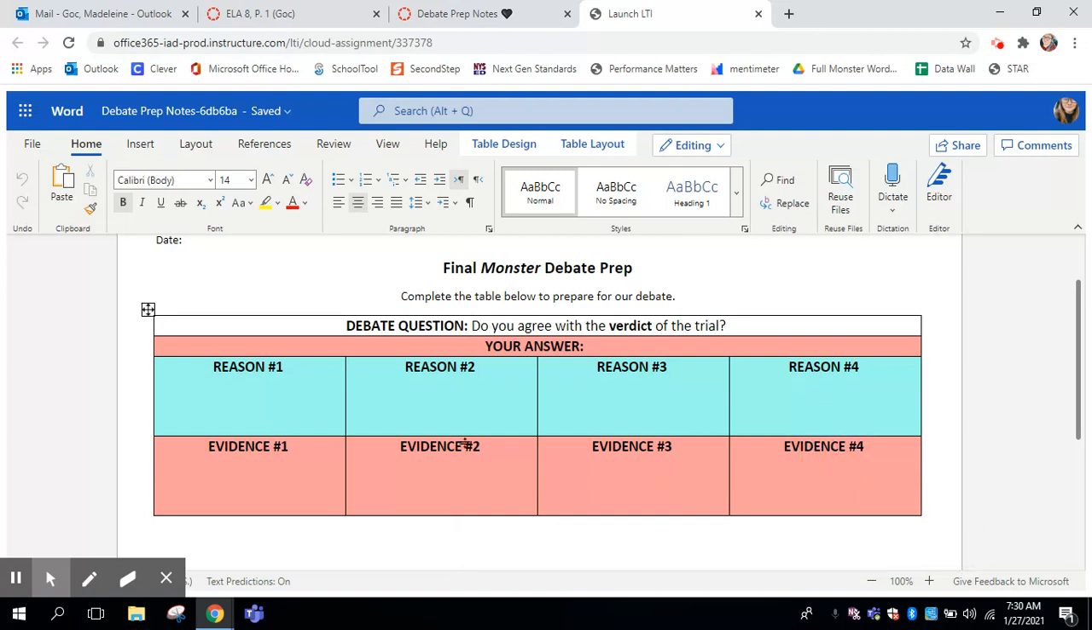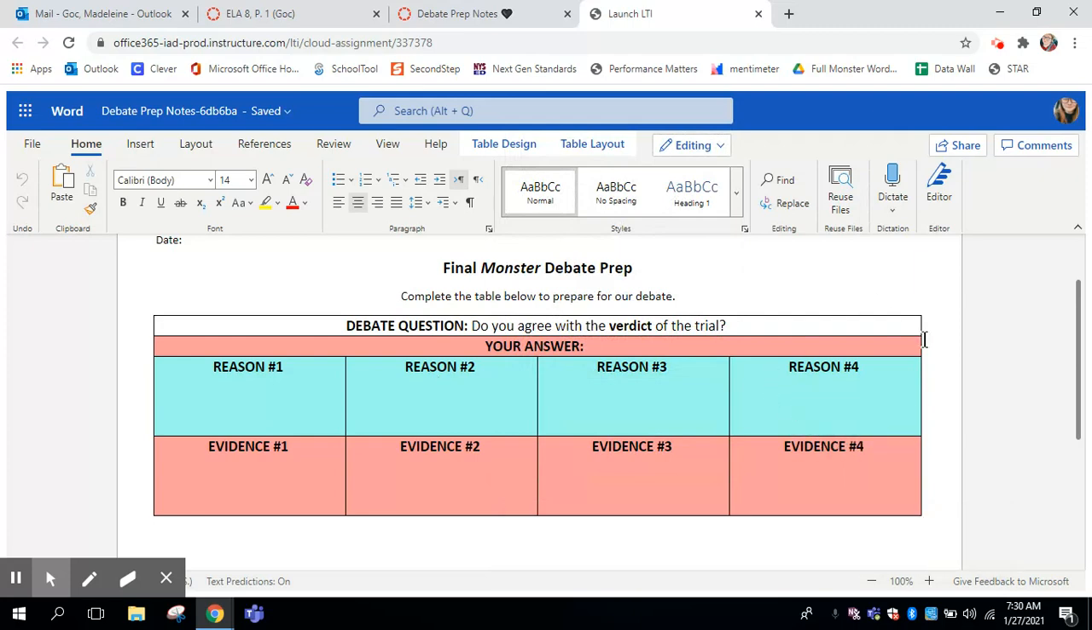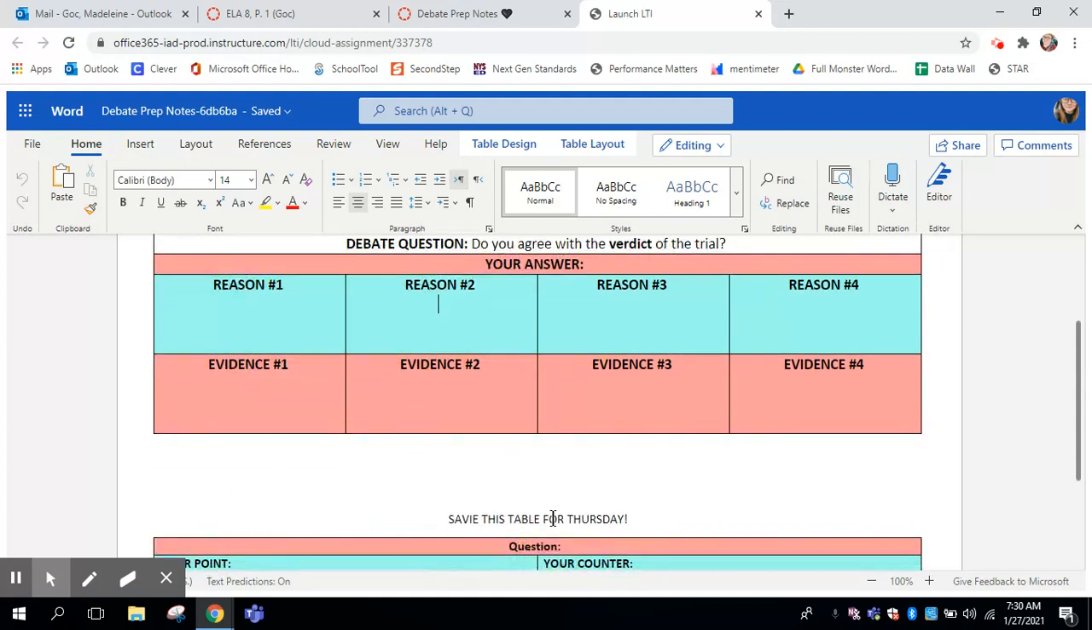So if you wanted to add more boxes to write in, you would right-click, click Insert, and then add whatever you'd like. For example, if you have another reason, you could add it to the end. If you wanted to just keep adding rows below and adding more reasons, you could do that as well.